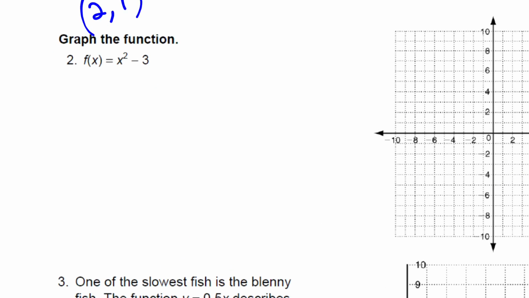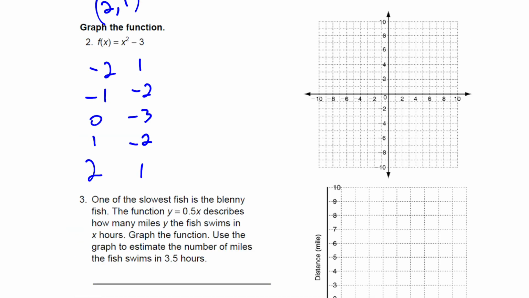If I do a similar thing for x squared minus 3, I have to pick my domain. So let's say I pick negative 2, negative 1, 0, 1, and 2. If I plug in these different values, I get these coordinates. And if I start to plot them, it looks like this, which is going to be this parabola looking thing.